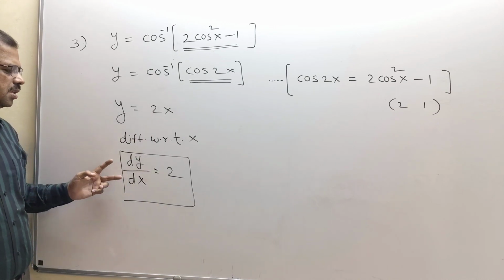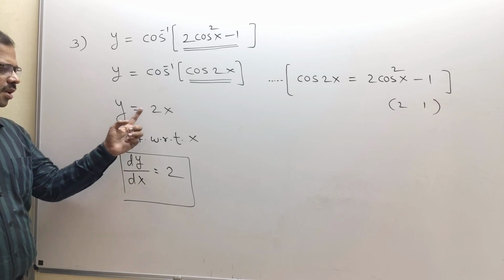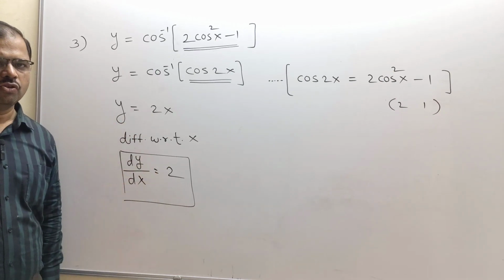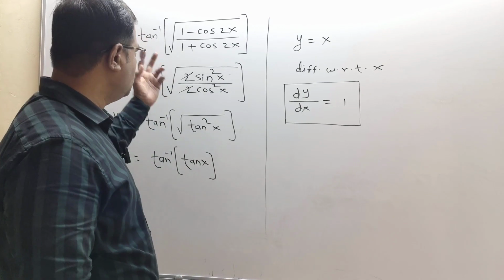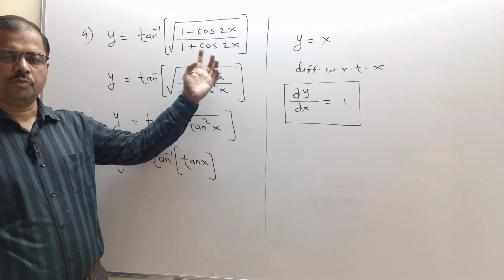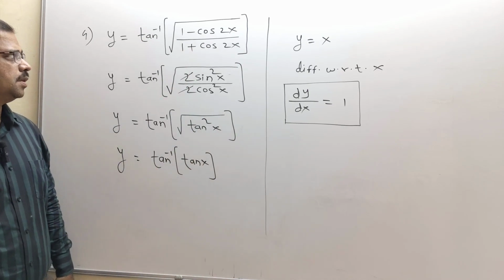Differentiate with respect to x, dy by dx, the derivative of kx is equal to k. The derivative of 2x is equal to 2. Next, y is equal to tan inverse of root of 1 minus cos 2x upon 1 plus cos 2x.